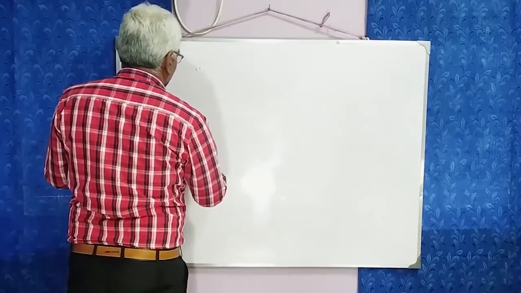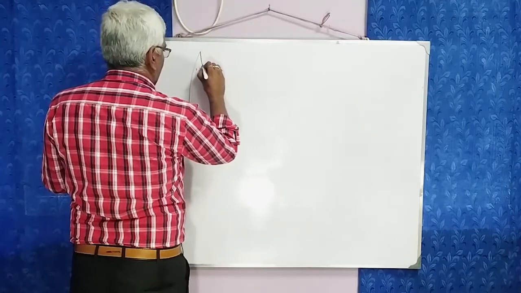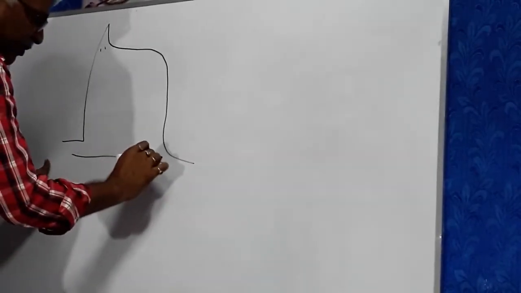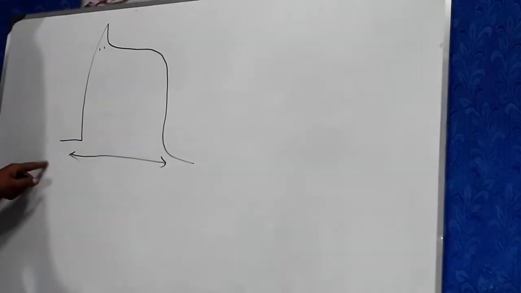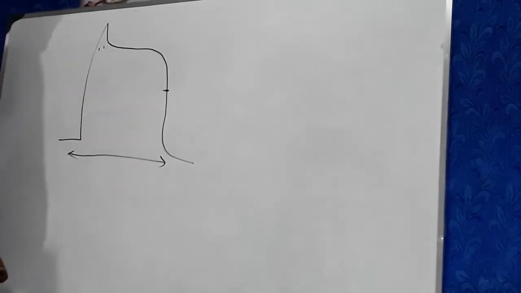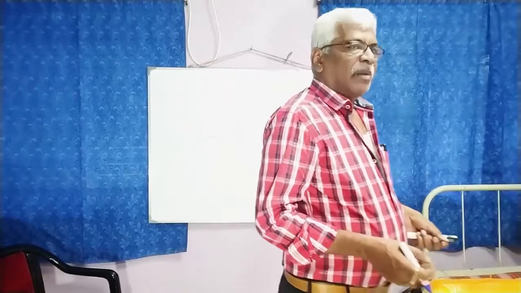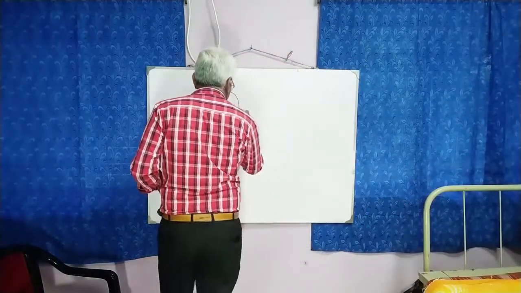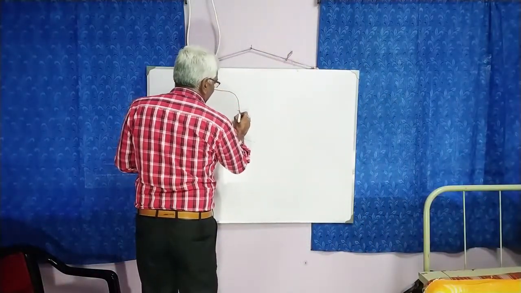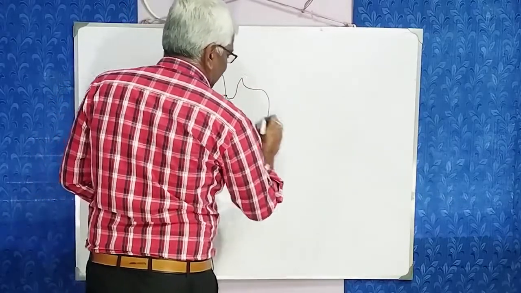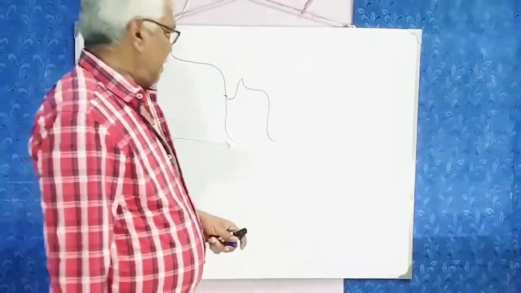The different phases are phase 0, phase 1, phase 2, phase 3, and phase 4. This period we call the action potential duration, or refractory period. Up till this phase, the heart cannot be re-stimulated because it is in the absolute refractory period. Now after this phase, if for some reason the heart is stimulated, there may be another action potential like this. This action potential we call an early afterdepolarization.